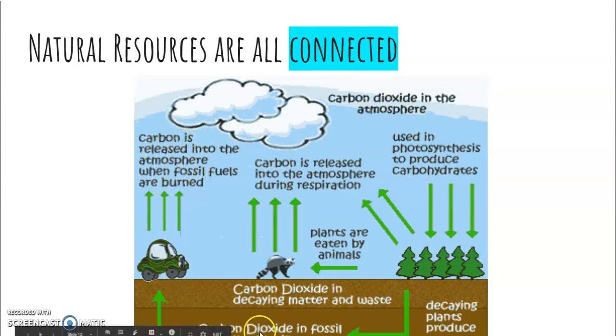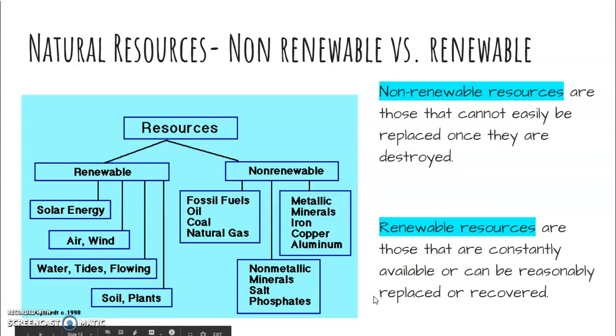Same with our carbon being released when we burn our fossil fuels. If we use up all the oil and all the coal and all of those deposits of carbon deep below in the Earth's crust, below the surface, then we won't be able to power our cars anymore. So what will we be able to do? So hopefully this and the other images will help you to understand the connection. If you'd like to draw one of these in your notes, I think that's a great idea, but it's not necessary. So natural resources can be what we call non-renewable or renewable.